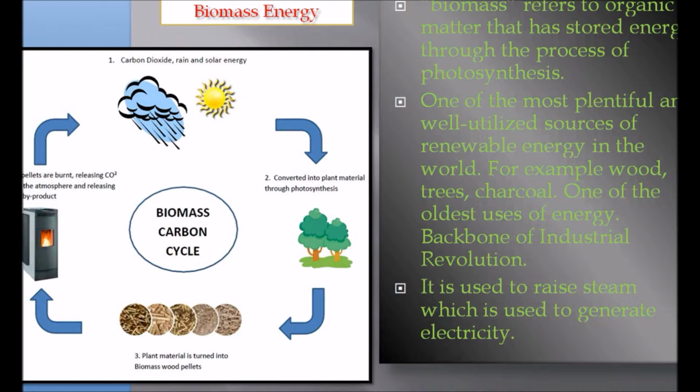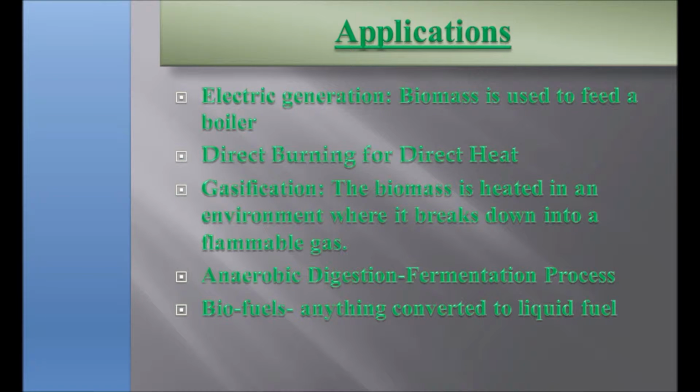Looking at the PowerPoint, we see the combination of sun and rain produce the process of photosynthesis, which grows crops to burn. These materials are turned into biomass wood pellets, and the wood pellets are burnt, releasing CO2 back into the atmosphere, releasing heat as a byproduct. Some of the applications are direct burning, gasification, and biofuels. Direct burning for domestic heat, as shown in slide 1, is the most traditional method of burning wood.